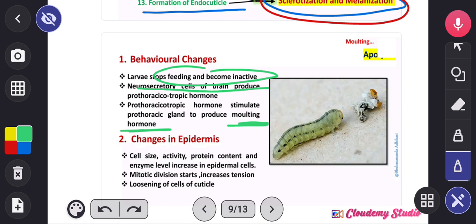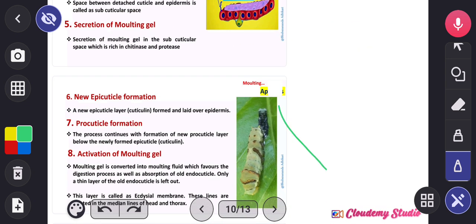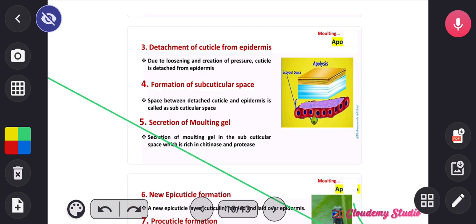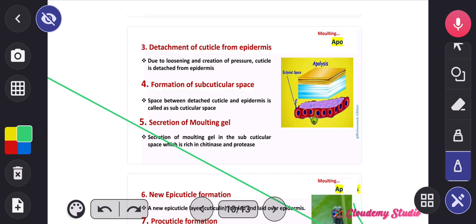Now, the second thing that happens is change in epidermis. Remember, what I'm explaining now is known as apolysis. Change in epidermis happens in that the cell size, activity, protein content, and enzyme level increase in the epidermal cell. Mitotic division starts, tension increases, and the cuticular cell is going to be loosened. Now, the third thing that happens in the apolysis process is removal or detachment of the cuticle from the epidermis.